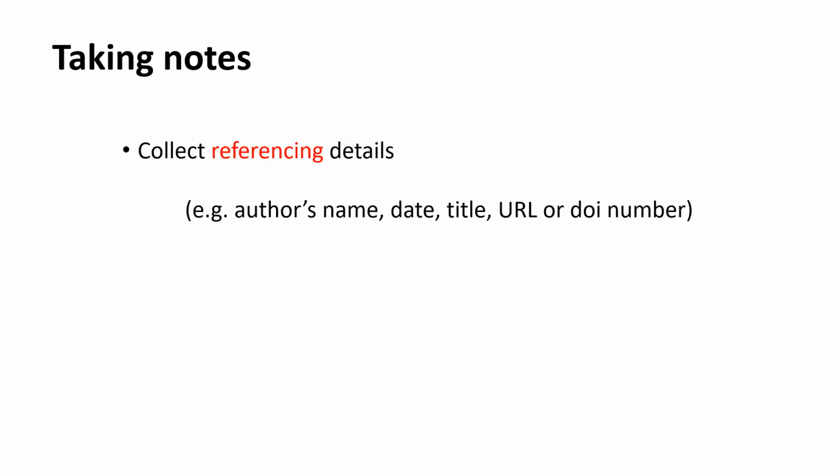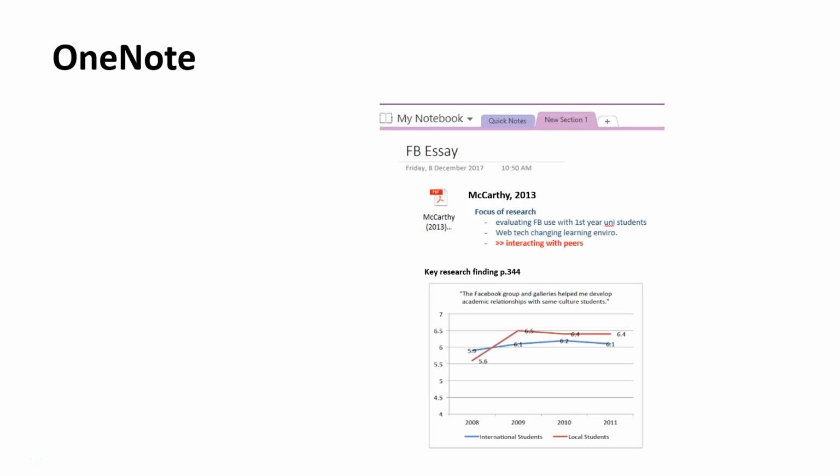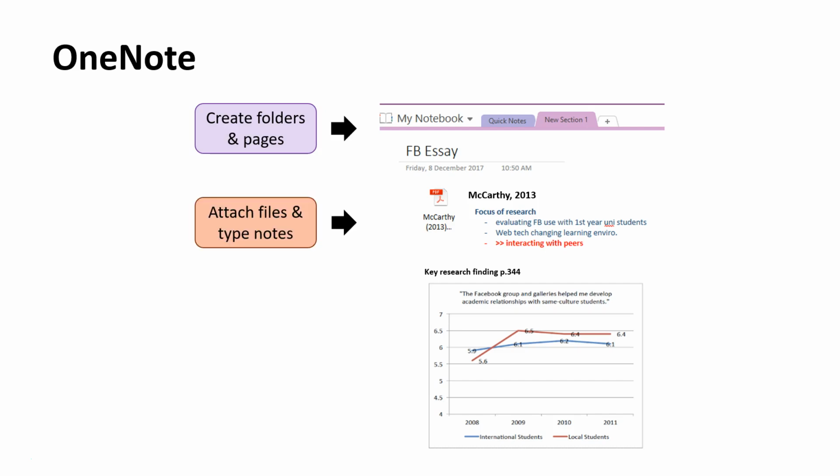When you're taking notes, collect the referencing details. Use quotation marks for any words you copy, and put the page number. OneNote is a note-taking app which you can access through Office 365. Create folders and pages to organize your notes, attach related readings, type your notes and comments, and add related images such as graphs, charts, and photos with reference details.